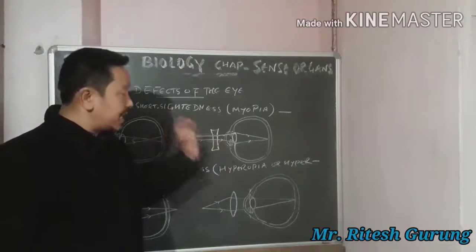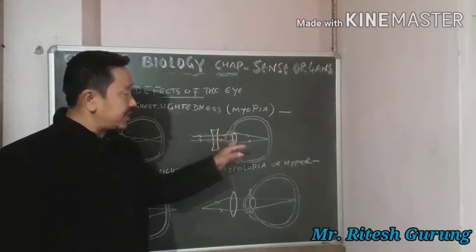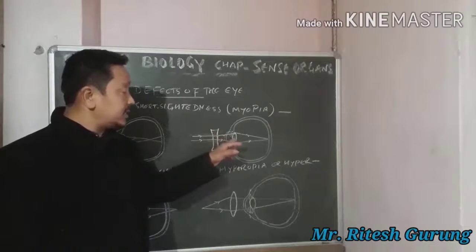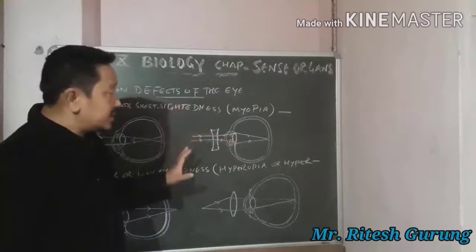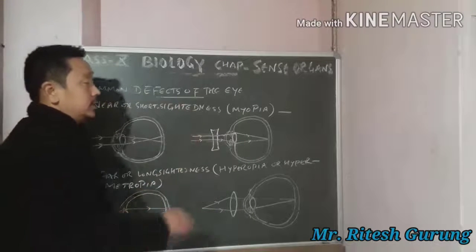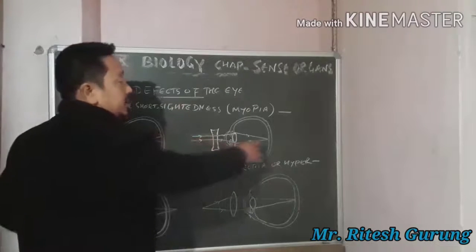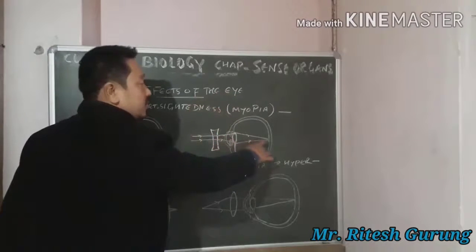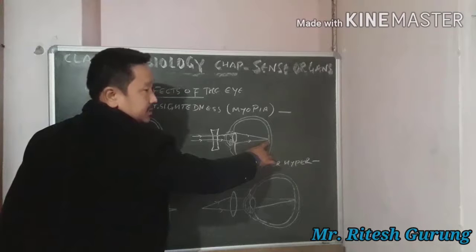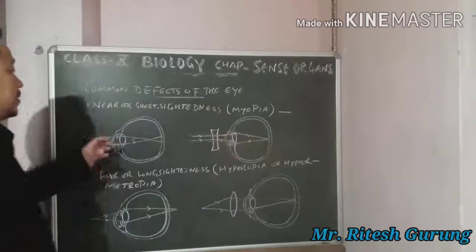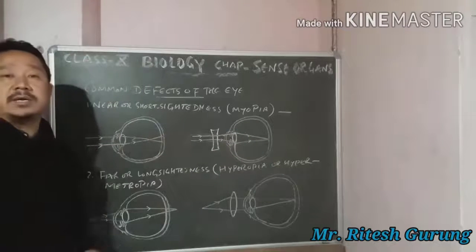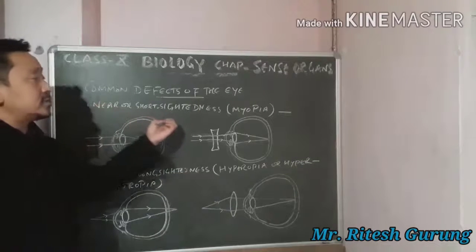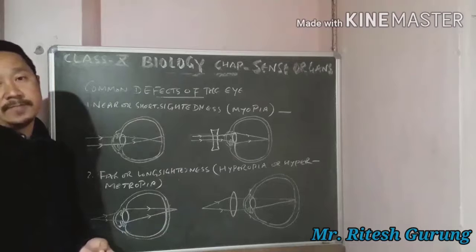Okay, the rays will first diverge before they strike the lens. Then they will again converge and make a clear image on the retina like this. So by wearing this concave lens, we can correct this near or short-sightedness, or myopia.